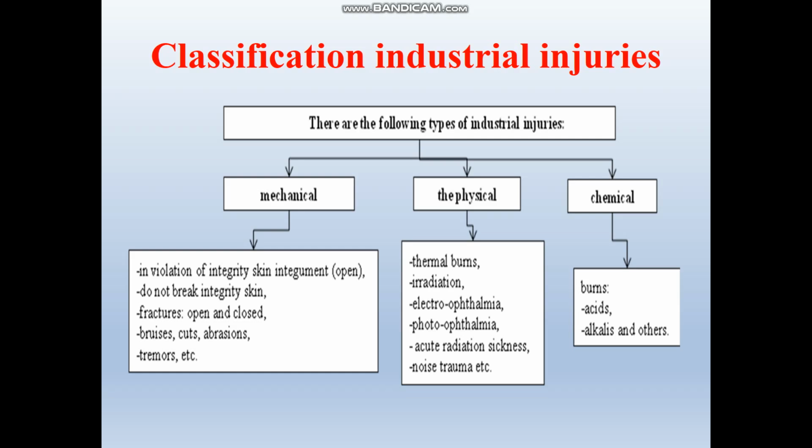Classification of industrial injuries: mechanical, physical, chemical. Mechanical: with violation of the integrity of the skin integument, or without breaking the skin integument, such as tremors. Physical: thermal burns, irradiation, electrophthalmia, photoophthalmia. Chemical: burns from acids, alkalis, and others.